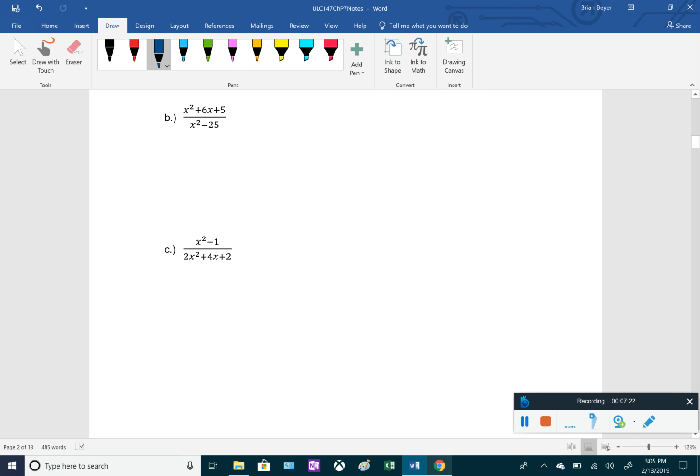Next one, x squared plus 6x plus 5 over x squared minus 25. So factor the numerator, it factors to x plus 3 times x plus 2. Oh, just kidding, x plus 5 times x plus 1. That denominator simplifies to x plus 5 times x minus 5. It's a difference of squares. We have a common factor of x plus 5. They cancel, they equal 1 after they cancel. So we're left with x plus 1 over x minus 5.